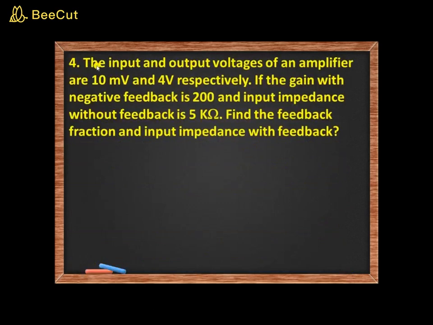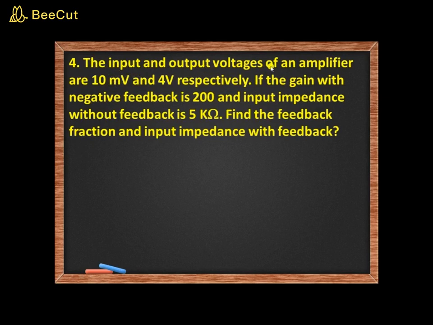The fourth problem is somewhat like this. The input and output voltages of an amplifier are 10 millivolt and 4 volt respectively. If the gain with negative feedback is 200 and input impedance without feedback is 5 kilo ohm, find the feedback fraction and input impedance with feedback. So it is a very clear-cut problem. They have given the data, it is a straight problem. So here let us note down what they are given.